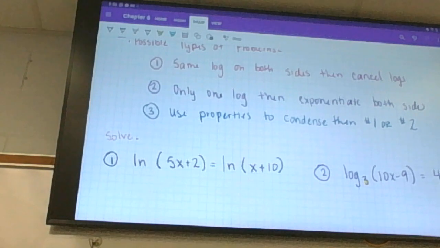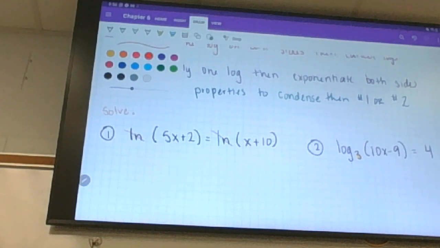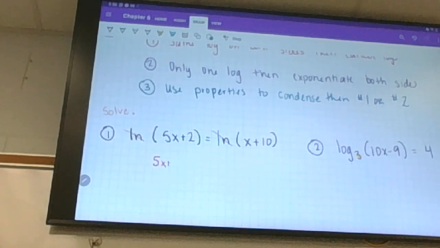Are we ready for 1 and 2? Okay, let's get into it. We're kind of running out of time here. So 1 and 2, you have natural log on both sides, cross them out. And it's just 5x plus 2 equals x plus 10.